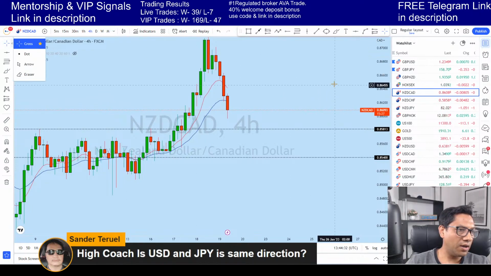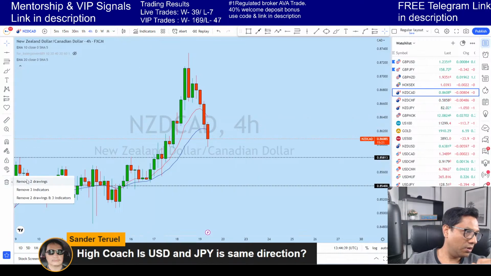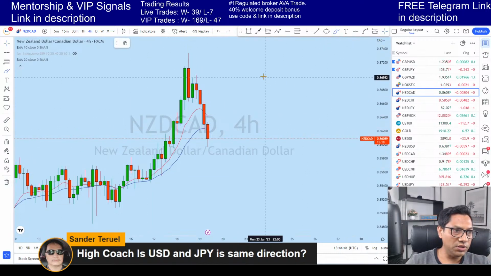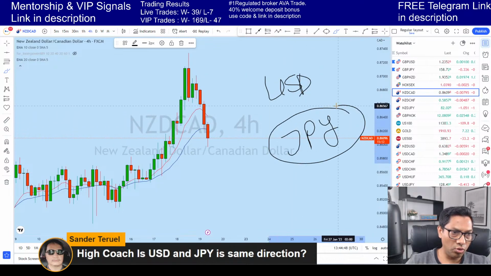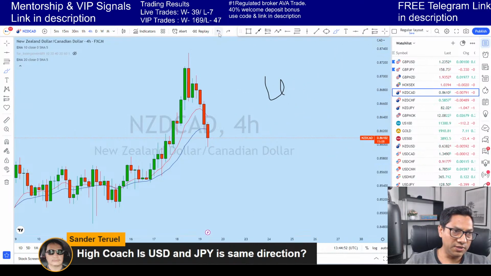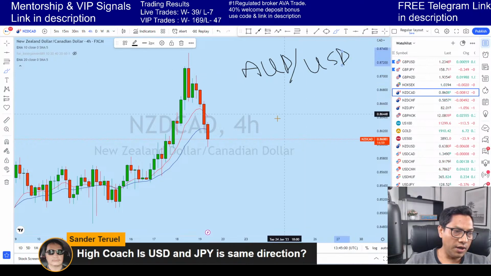Always keep in mind, you can't measure one pair without comparing with another. You can't say that USD is absolutely strong or JPY is absolutely strong. You need a relative measure. What do I mean by relative? Let's say AUD USD, and now AUD JPY.